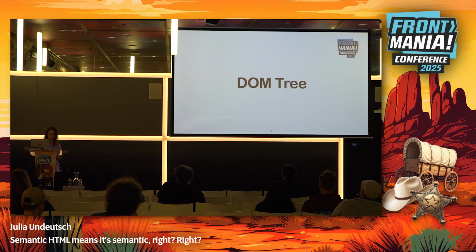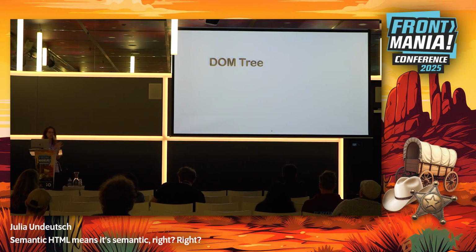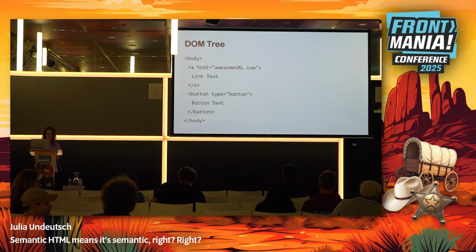So the DOM tree, document object model, is a structured in-memory representation of the page we are creating. Let's take a look at the tree and what it is telling us. Just a quick refresher. So on the left, I wrote a simple link and a simple button element with the typical attributes, the href and the type.